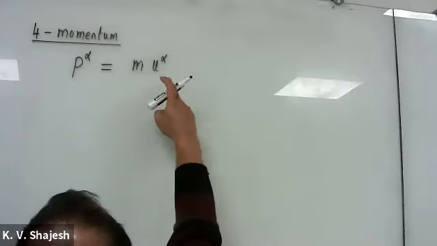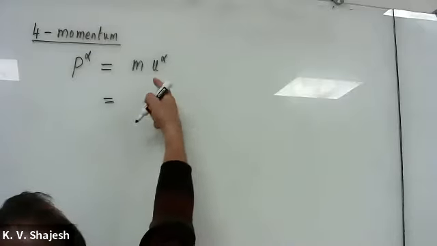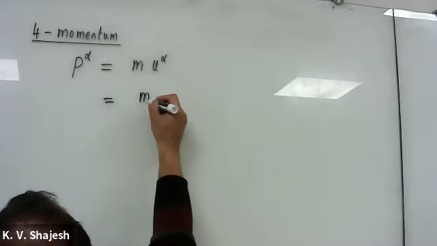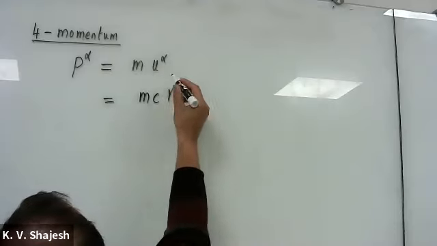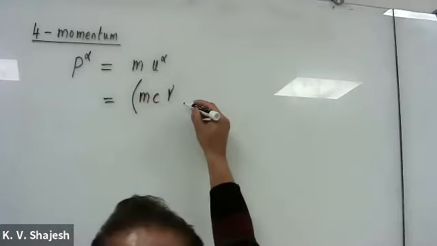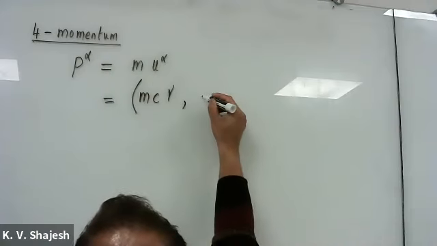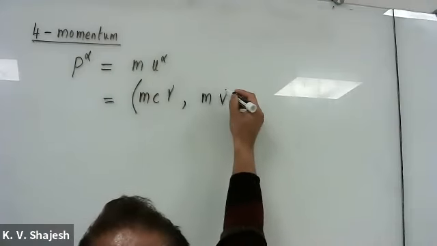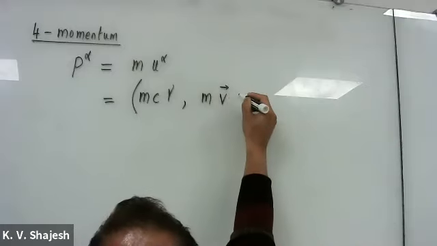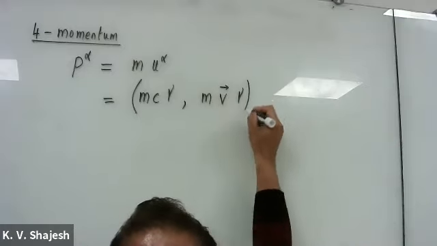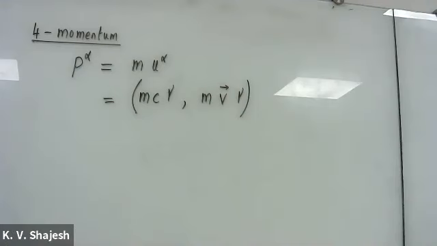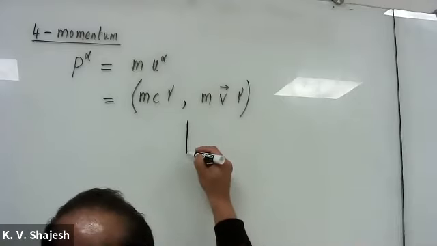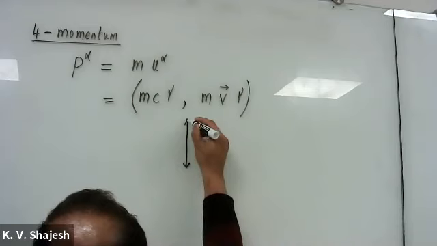So what is this explicitly? This is the same as, U alpha is c gamma, v gamma, so P alpha is mc gamma, mv gamma. Now this is where the connection with physics comes in. So this is physics now, next step. Okay. So this is physics if you want.